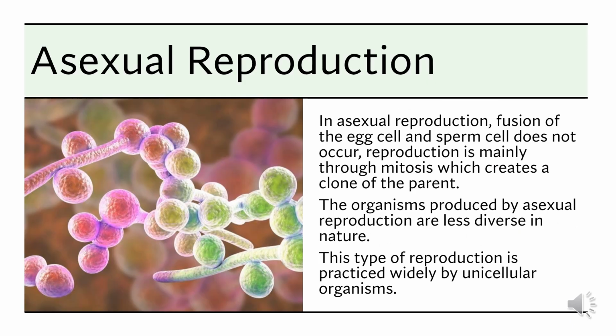Another type of reproduction is asexual reproduction. In asexual reproduction, fusion of the egg cell and sperm cell does not occur. Reproduction is mainly through mitosis, which creates a clone of the parent. The organisms produced by asexual reproduction are less diverse in nature. This type of reproduction is practiced widely by unicellular organisms.